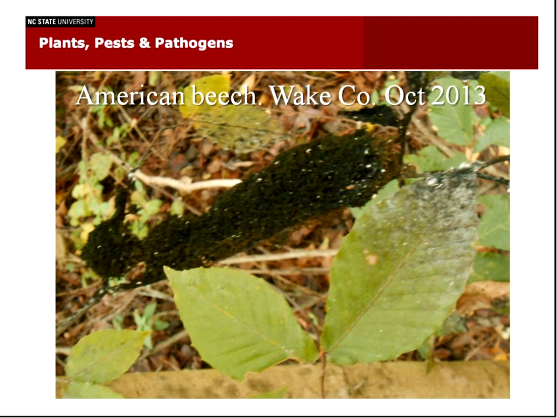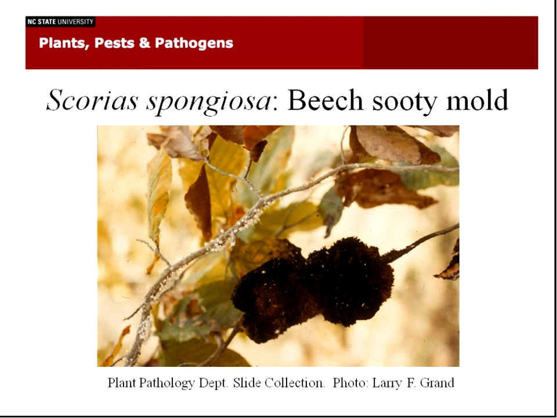Some of you may have seen this before. We don't get it off in the clinic. I don't know if it's because people are not seeing it or if they're seeing it and they already know what it is. Well, this is actually a type of sooty mold. The fungus is known scientifically as Scorias spongiosa, and beech sooty mold would be, I guess, a common name for it.